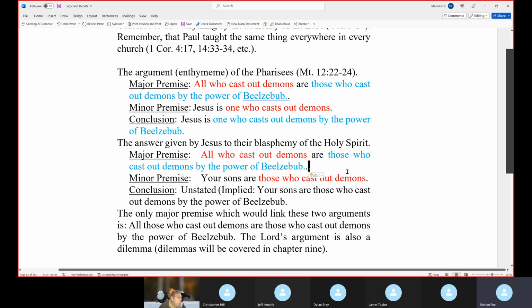So by whom do your sons cast them out? Your sons are those who cast out demons by the power of who? They claim their sons cast them out. So by their own major premise that their argument implied, their sons were casting out demons by the power of Beelzebub, because everybody cast out demons by the power of Beelzebub. See how he caught them?